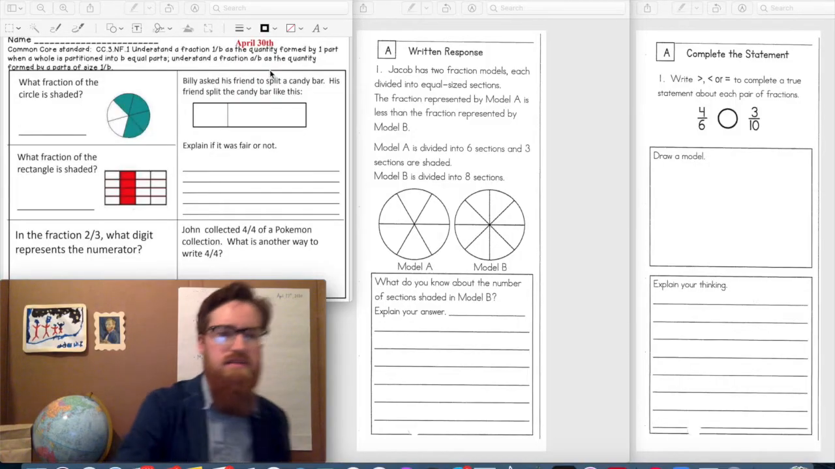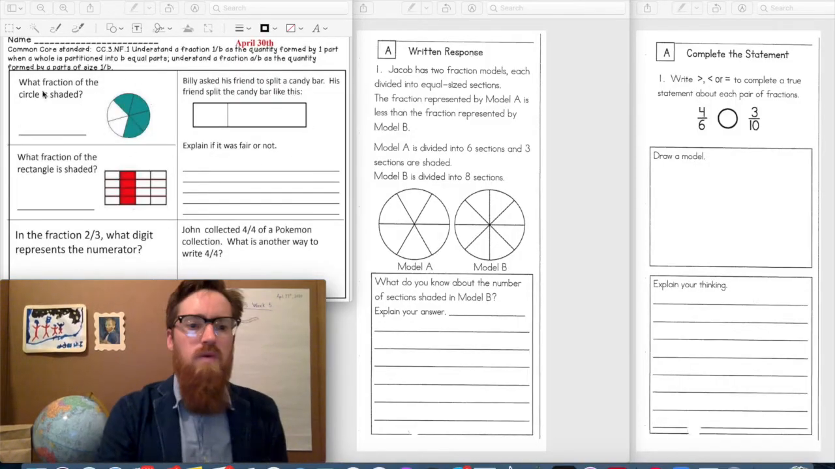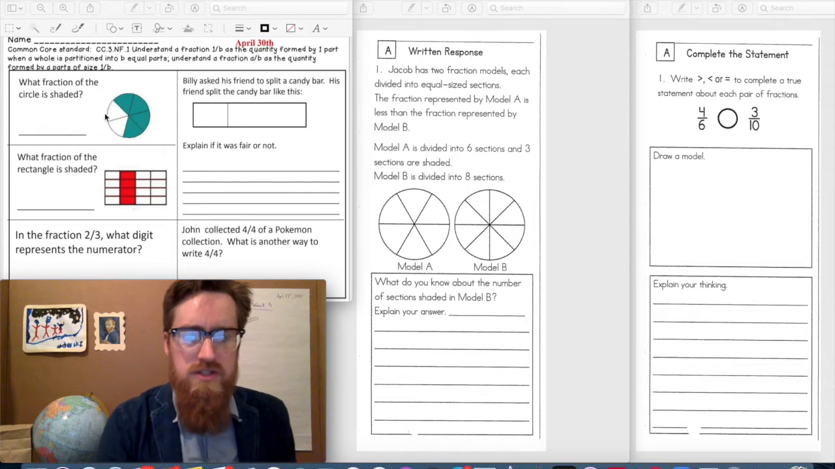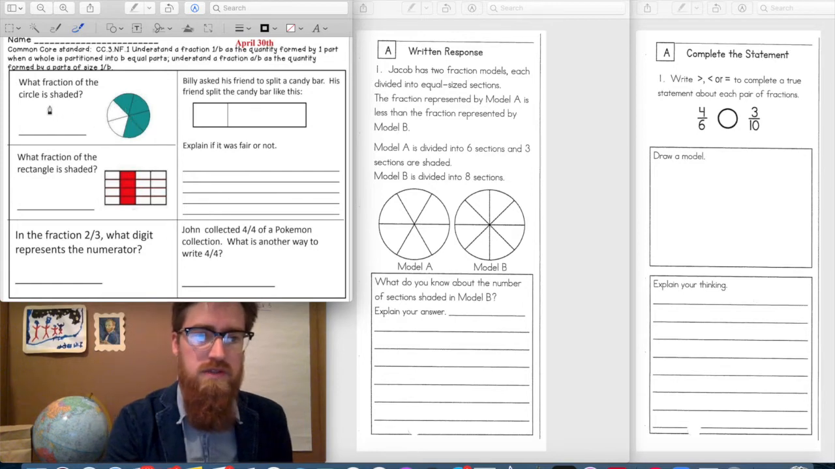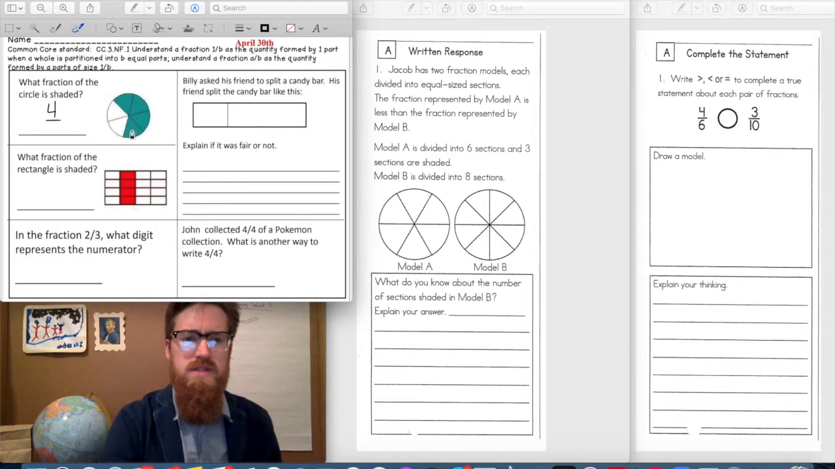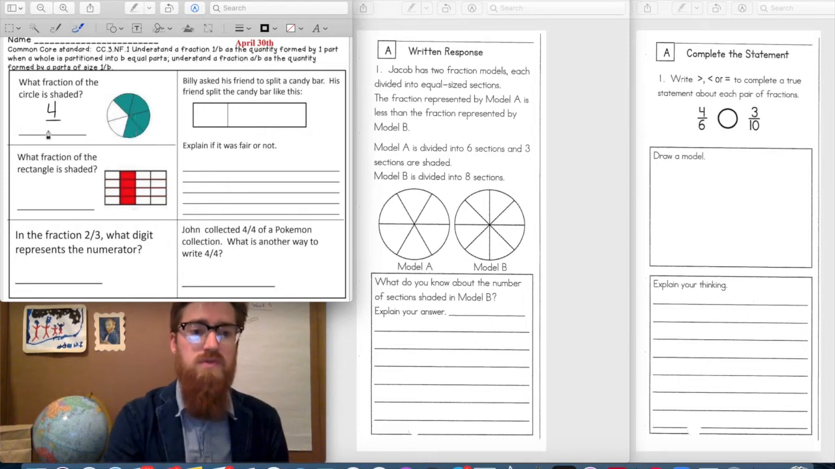So let's look at this part here. What fraction of the circle is shaded? The first thing I like to do is count how many are shaded. 1, 2, 3, 4. The number that's shaded is going to be our numerator. So this is going to be 4 over. Now the mistake sometimes people make is, oh, 4 is shaded in, 2 are not shaded in, so it's 4 over 2.